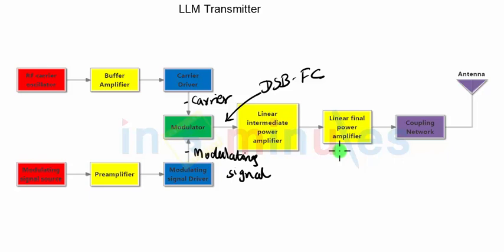So we prefer linear amplifiers like class A or class B push-pull amplifiers. The class B push-pull amplifier has more power efficiency compared to the class A power amplifier, and hence we may use it for the power amplification. The output of the last power amplifier will be DSB-FC with large power content, and again through a coupling network it will be transmitted through the antenna. The coupling network will provide impedance matching so that the maximum power transfer takes place from the last power amplifier to the antenna.